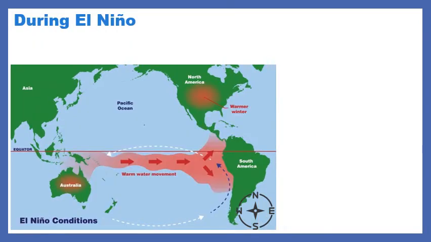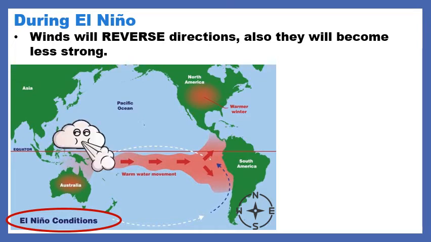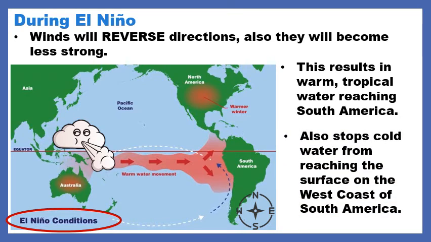But during El Nino, something changes. The winds will reverse directions, or go the opposite directions, and they will become less strong. So here we are during El Nino. We're looking at the map again. Okay, and we're going to see that the wind is not blowing east to west. It's now blowing west to east. So this results in warm tropical water reaching South America, and it also stops that cold water from reaching the surface on the west coast of South America.